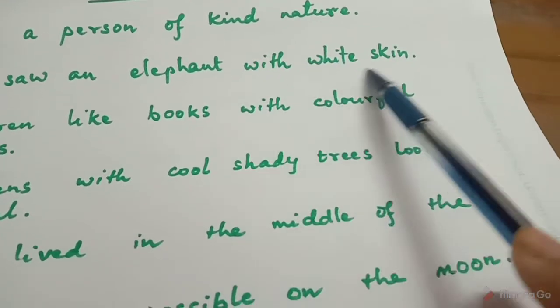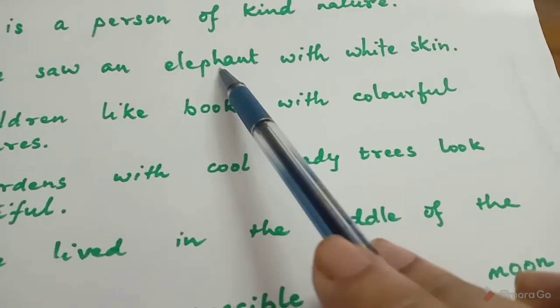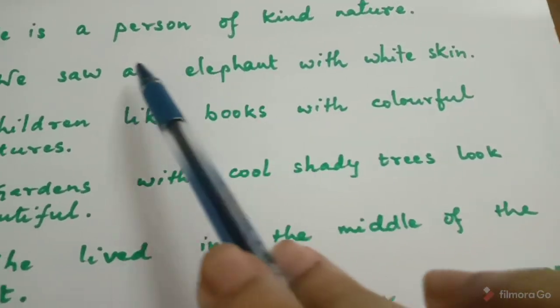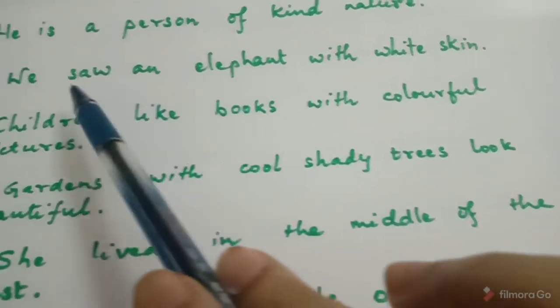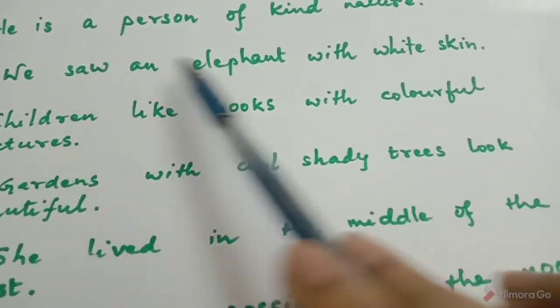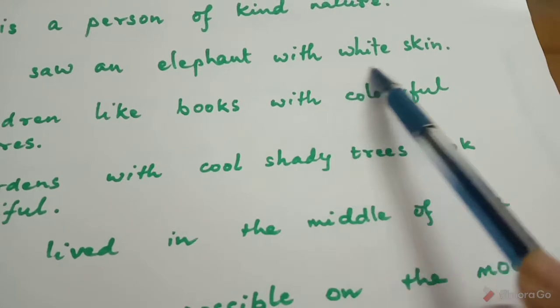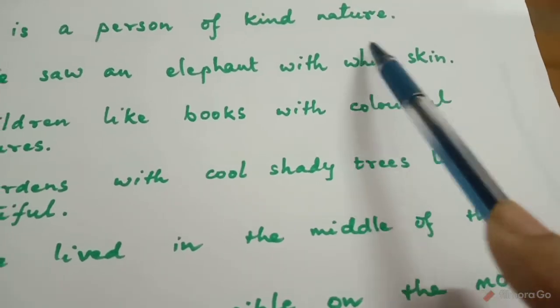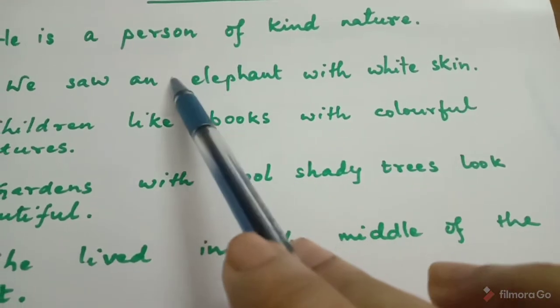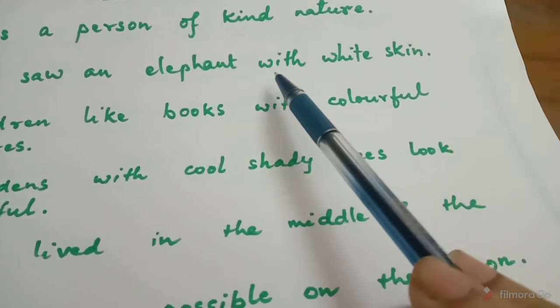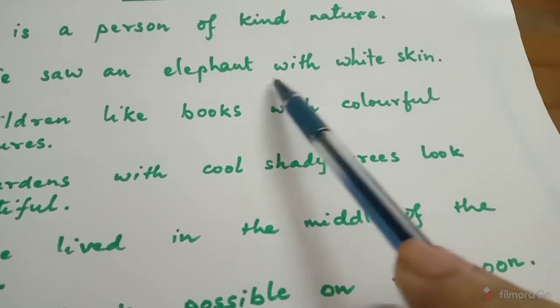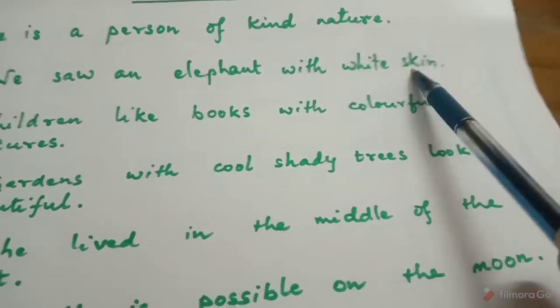So this group of words is actually telling us something about elephant. It is not telling us anything about the verb. It is not telling us anything about the subject of the verb or something. It is telling us something about, or it is qualifying the noun elephant. So what kind of elephant did we see? We saw an elephant with white skin. So this is also an adjective phrase.